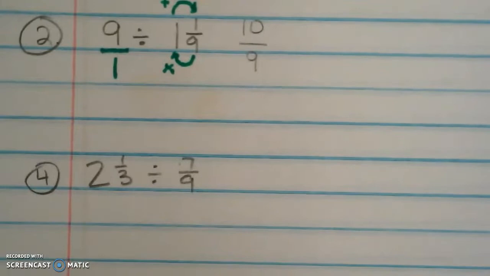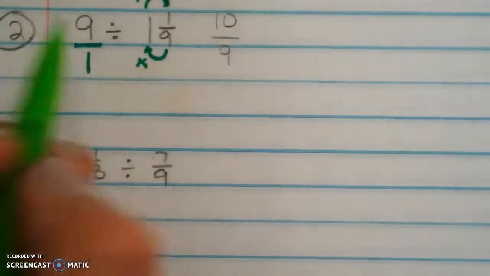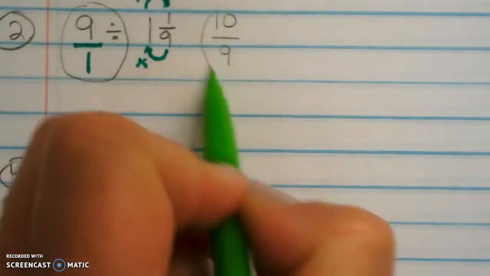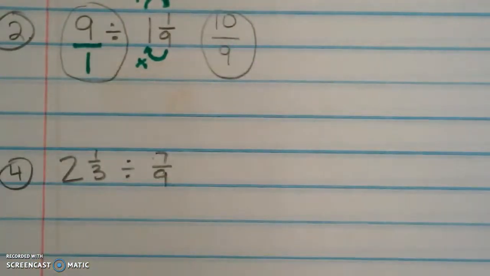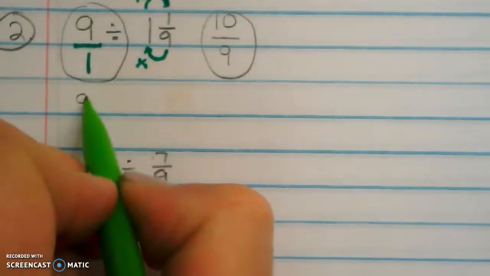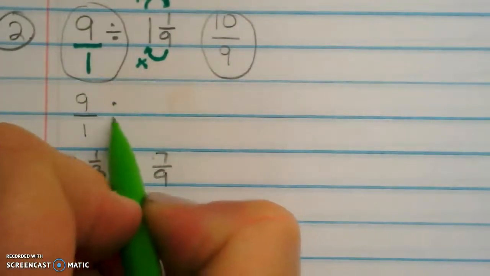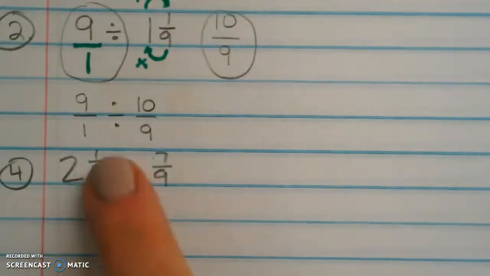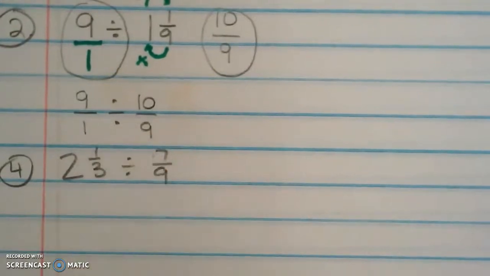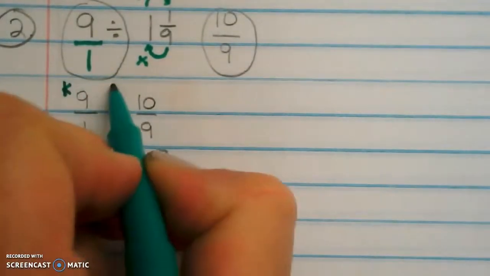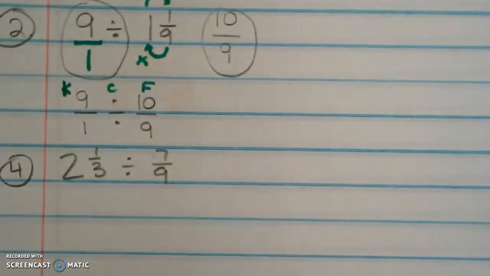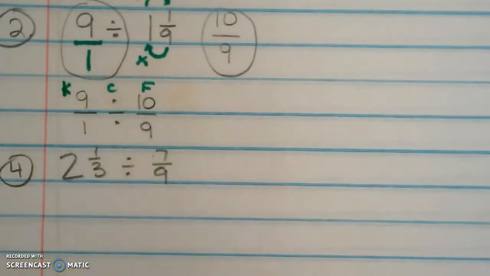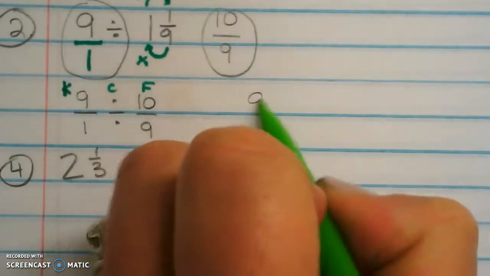Well, if you look at my work now, it looks pretty messy, doesn't it? So I'm going to take this fraction and this fraction, and I'm just going to rewrite the original problem. So I have 9 over 1 divided by 10 over 9. Once you get here, then you're ready to keep, change, flip, our little shortcut way. But technically what you're doing is multiplying by the reciprocal of the divisor, mathematically speaking.